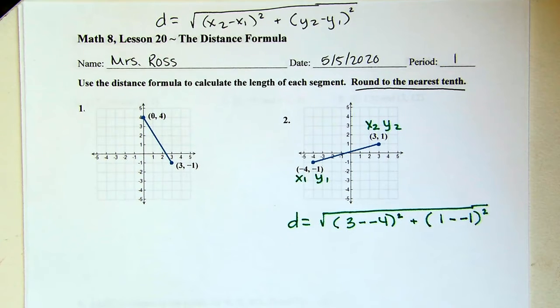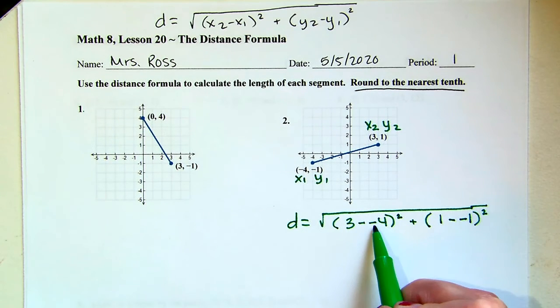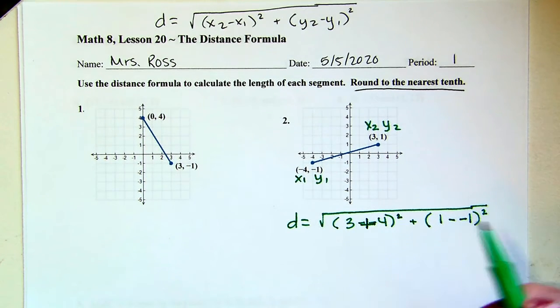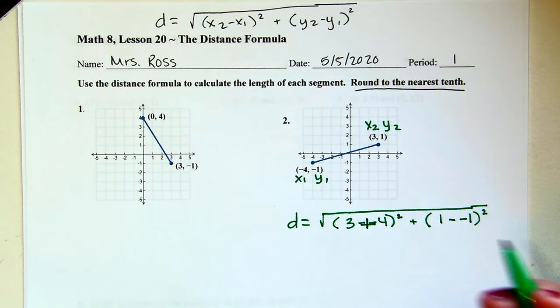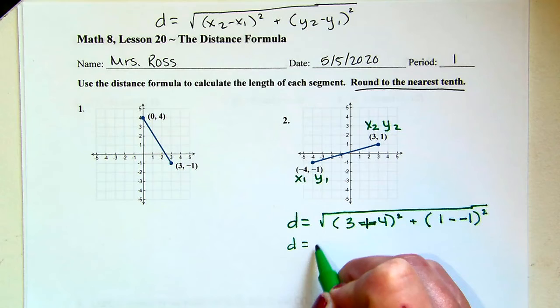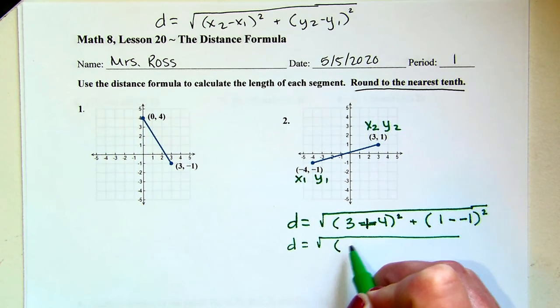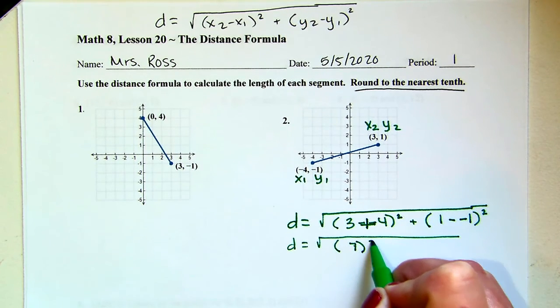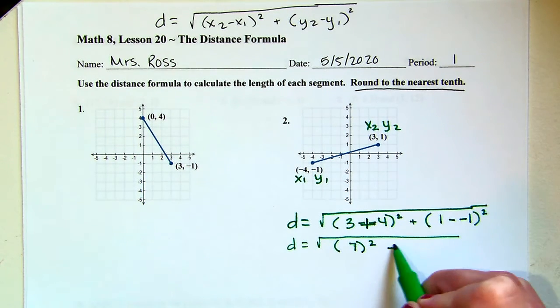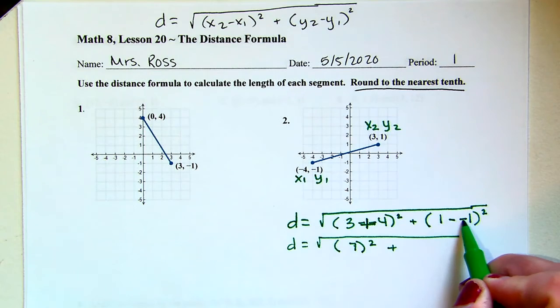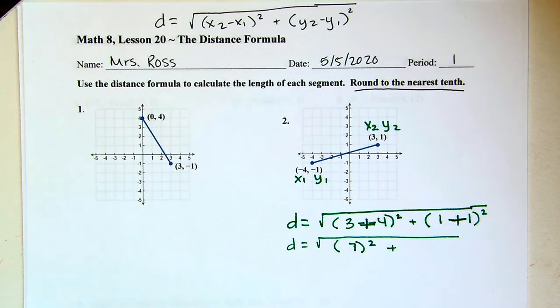Here, a minus and a minus create a positive, so I actually have 3 plus 4. So I'm going to have d is equal to the square root of 3 plus 4, which is 7, squared, plus 1, and here, same thing, we're going to create a plus sign. 1 plus 1 squared, which is 2 squared.